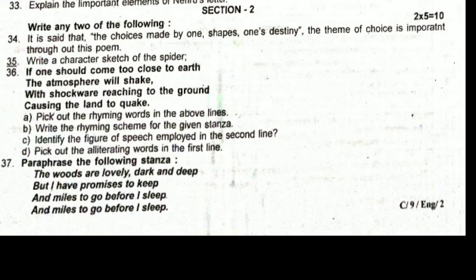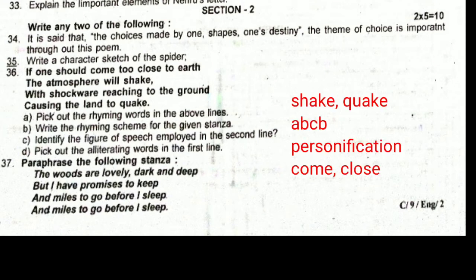36. If one should come too close to earth, the atmosphere will shake with shock waves reaching to the ground, causing the land to quake. So these are the lines. Now let's see. Pick out the rhyming words in the above lines. So when you read it, if one should come too close to earth, the atmosphere will shake with shock waves reaching to the ground, causing the land to quake. So shake, quake, shake, quake, same sound. That is called a rhyming word.